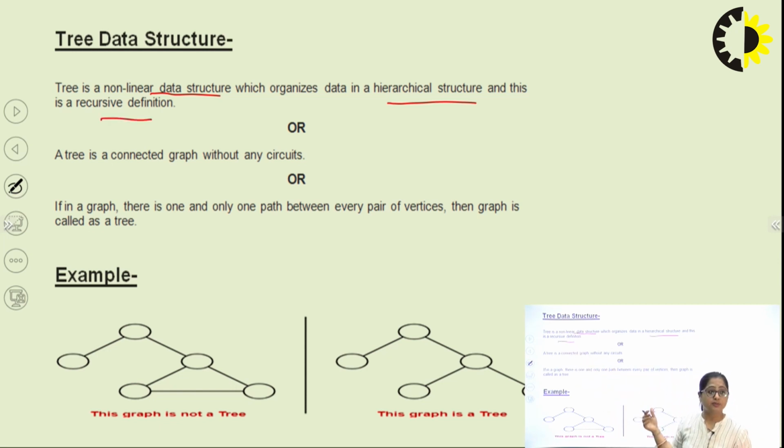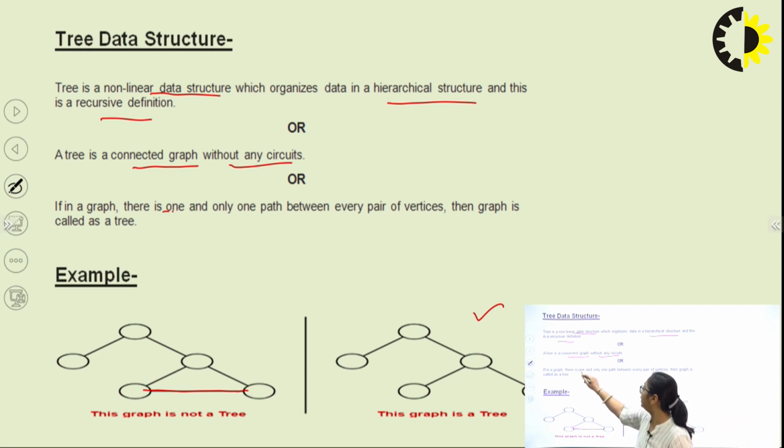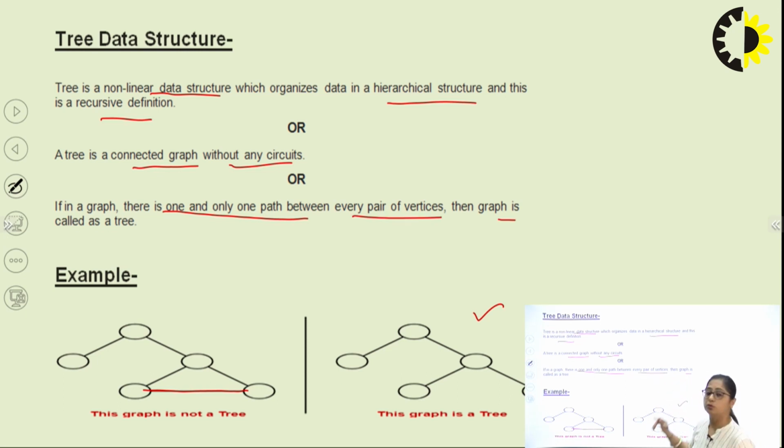Another definition: a tree is a connected graph without any circuits, meaning there is no cycle, but it is connected like this. This is a tree and this is a graph. Here all elements are connected to each other in a hierarchical format. When you add a cycle or circuit, it will not be a tree. If in a graph there is one and only one path between every pair of vertices, then the graph is called a tree.